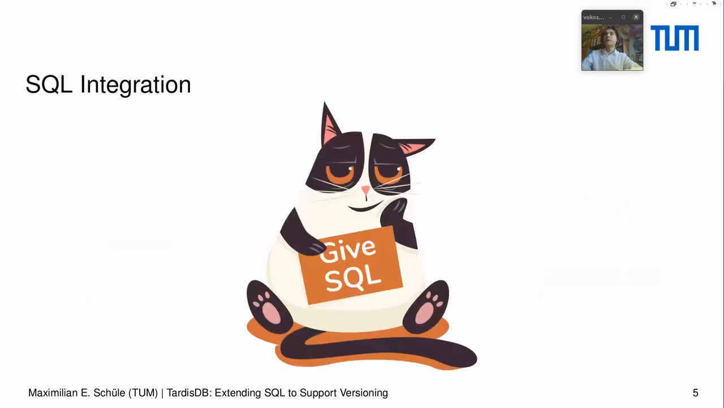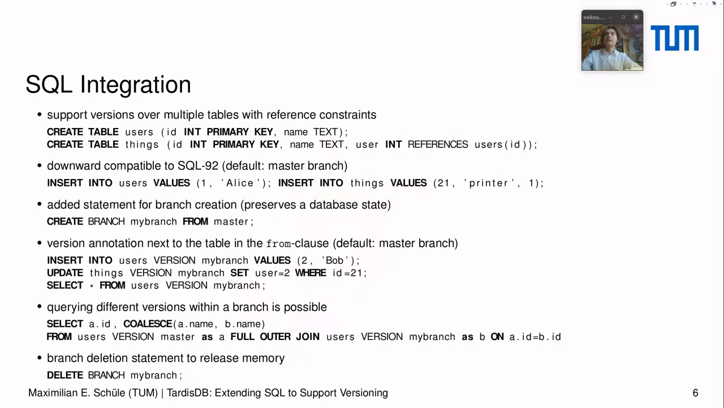The SQL integration is downward compatible to SQL 92. To show that we support reference constraints, we first create 2 tables with a reference in between. If we want to insert tuples without anything added, we say this concerns the master branch only. Then we introduce a statement for branch creation that preserves the current database state.